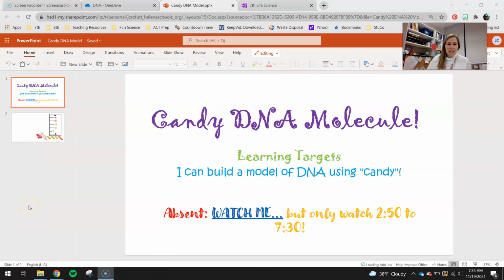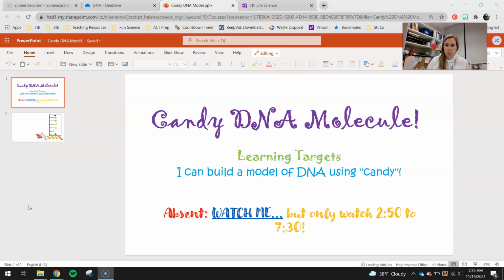Hey 7th graders, today's assignment is the candy DNA molecule. Obviously you're watching this because you're not here today, so unfortunately you won't be building a real candy DNA molecule, but you will still be following along with me to build one using my images on the next slide.